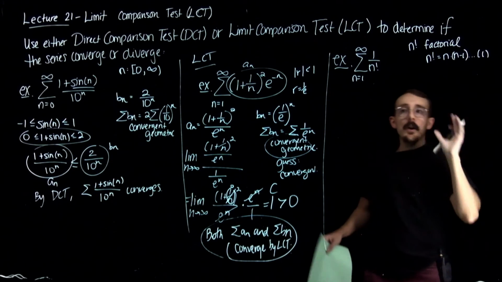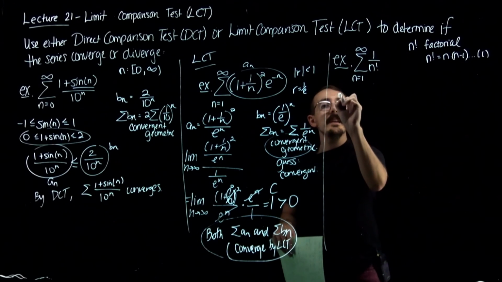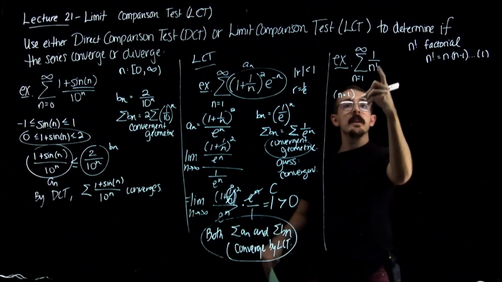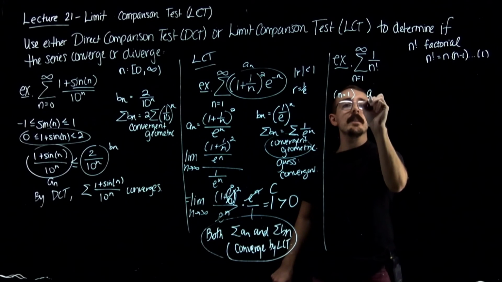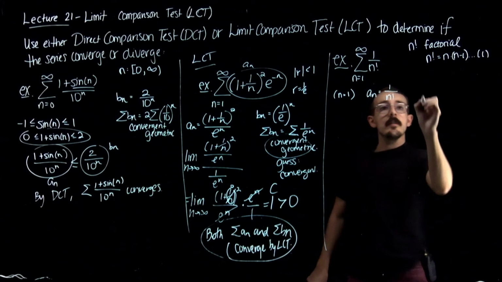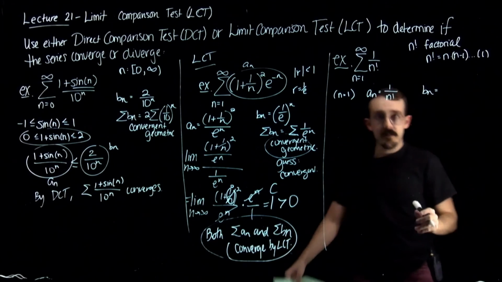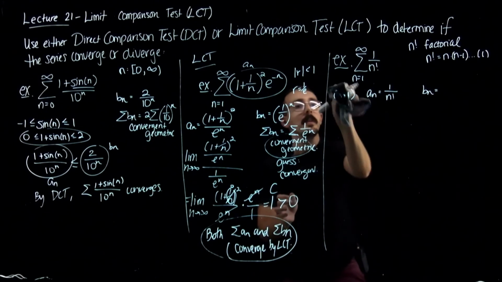This last one, bear with me for a moment. So if n equals 1, let's look at a of n. My a of n is 1 over n factorial. For my b of n, I'm going to leave that for now. I'm going to hold that off for a second.